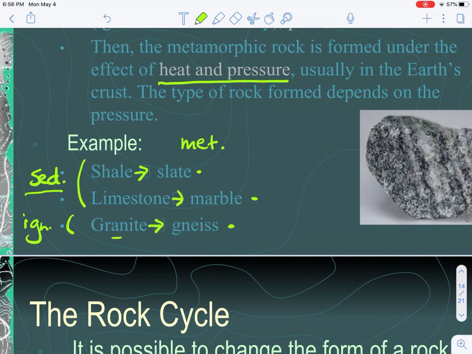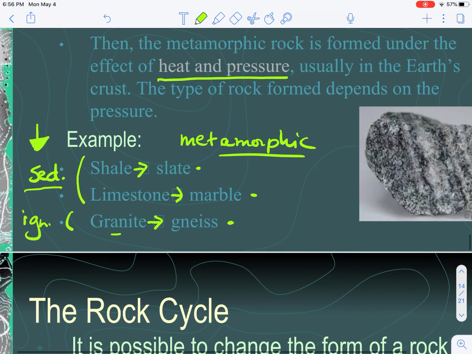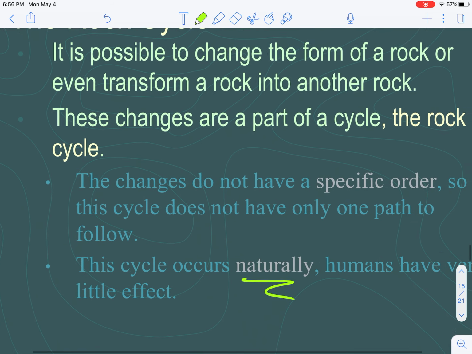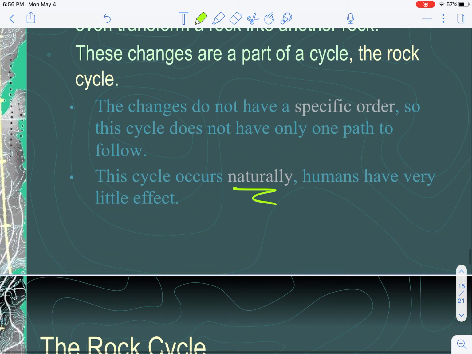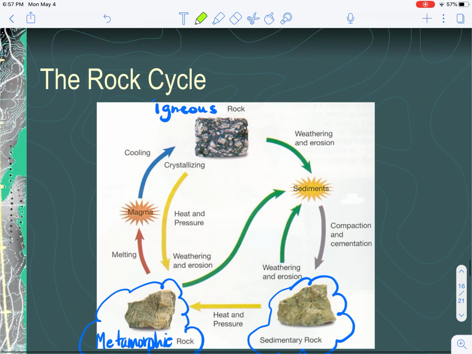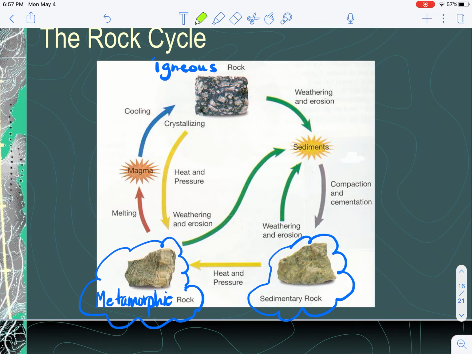And igneous rock like granite under heat and pressure can turn into gneiss, and it is pronounced nice. So these metamorphic rocks are all originally other kinds of rocks that just were put under a lot of heat and pressure.